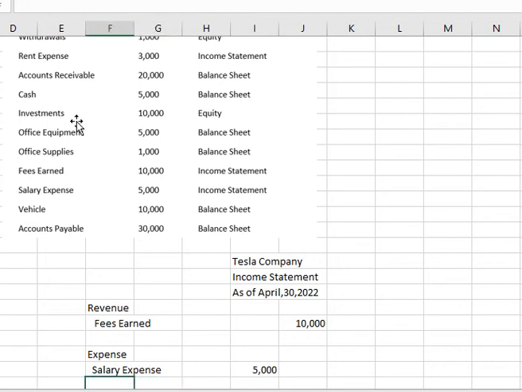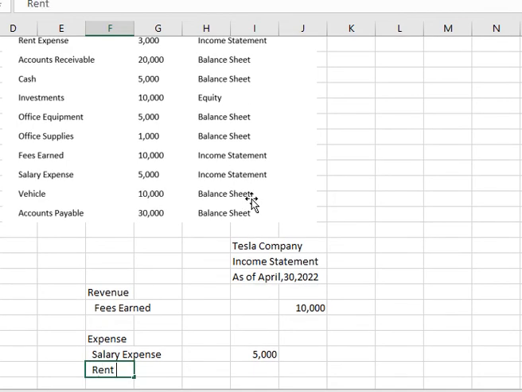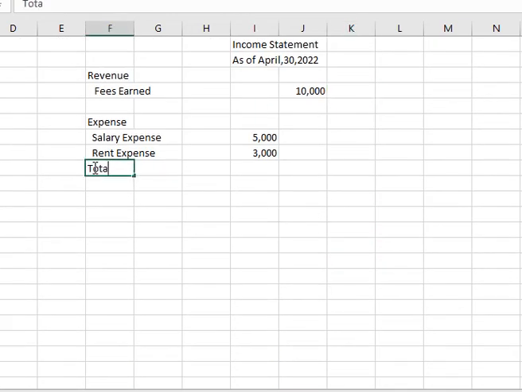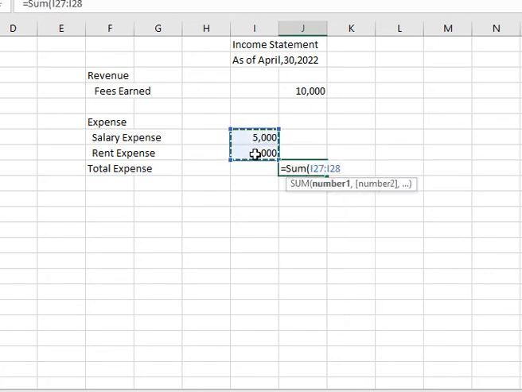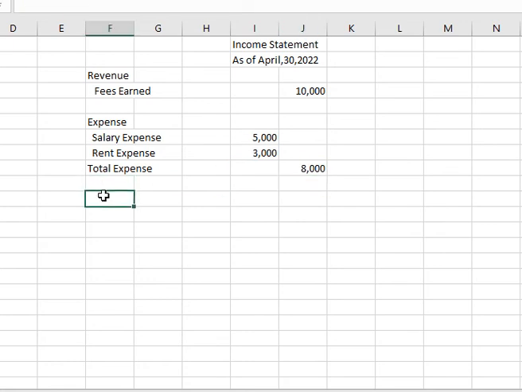The next one, that's rent expense. We have 3,000. We put it in here. So we can find the total expense. We just sum this one with this one. And now we can find net income. We use this number minus this number, and you get the net income for the income statement here.